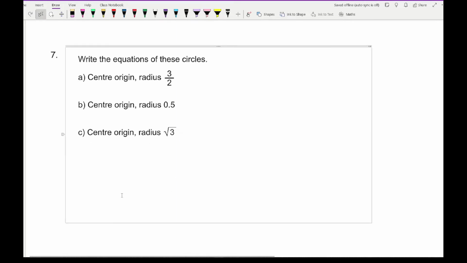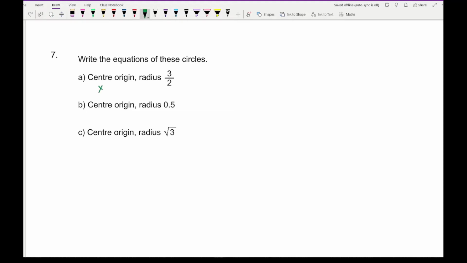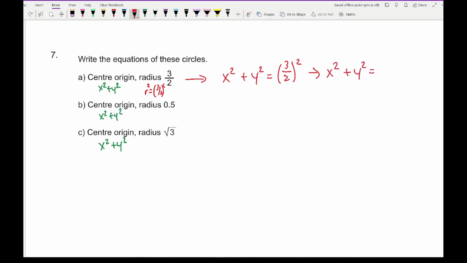Moving on to question 7, it says write down the equation of the circles. Here the centre is at the origin, so for this it's going to be x squared plus y squared equals r squared, and here r is 3 over 2. So let's substitute that in. I've got x squared plus y squared equals 3 over 2 squared, which if I simplify the r squared, I get x squared plus y squared equals 3 squared is 9, 2 squared is 4.